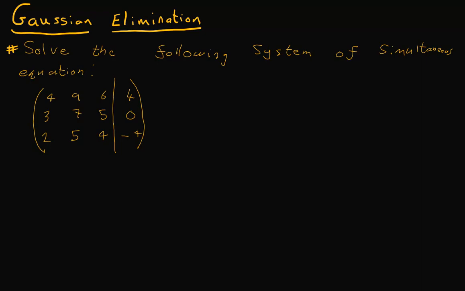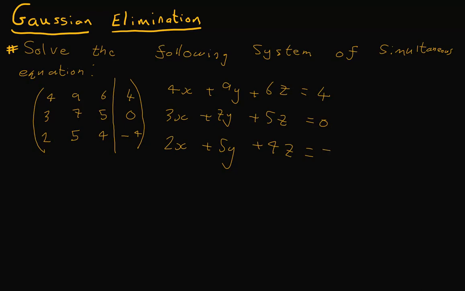This means that we have a system of linear equations. We have 4x plus 9y plus 6z is equal to 4. We have 3x plus 7y plus 5z is equal to 0. And we have 2x plus 5y plus 4z is equal to negative 4. You can choose any variables here. That's equation 1, equation 2, and equation 3.